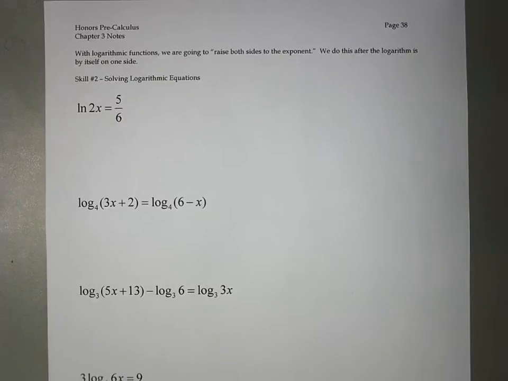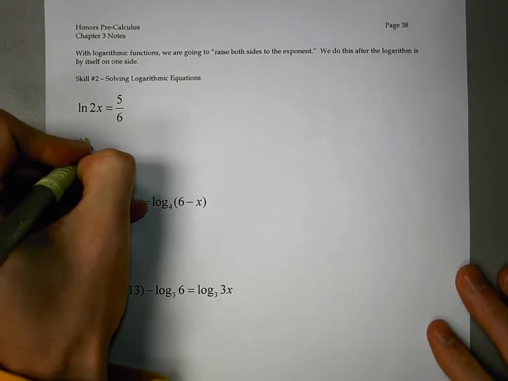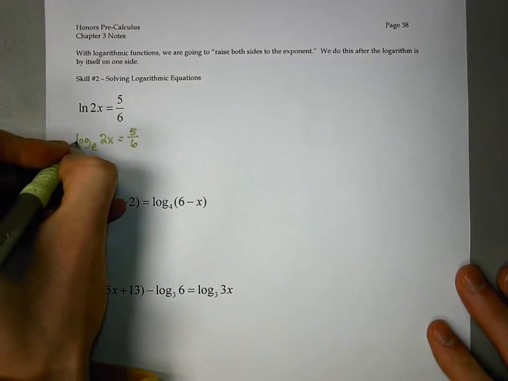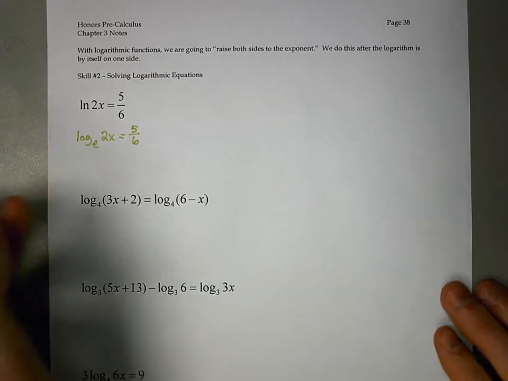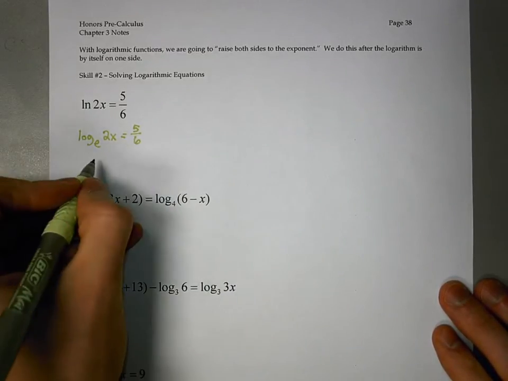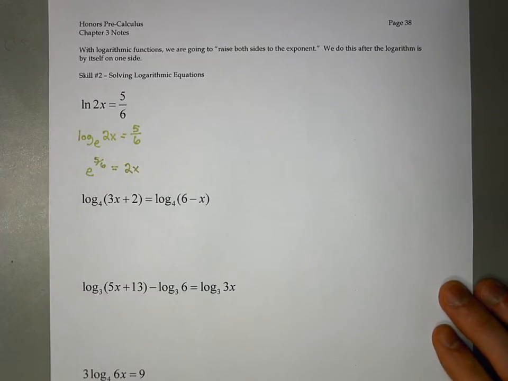So in my first example here, the ln of 2x is equal to 5/6. This one is a simple logarithmic equation that I can convert to exponential form. We know that ln of 2x is the same thing as log base e of 2x is equal to 5/6. Once I see it in logarithmic form like that, I can easily convert to exponential form. Remember the base of the log, which is in this case e. The answer to a log is an exponent, so e to the 5/6 is equal to 2x.